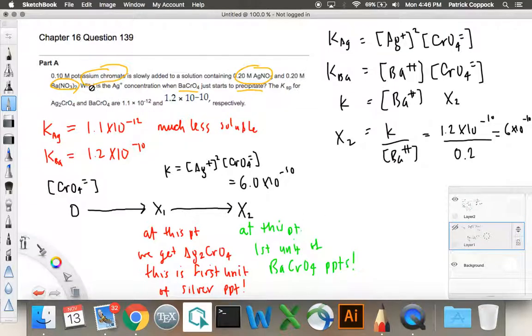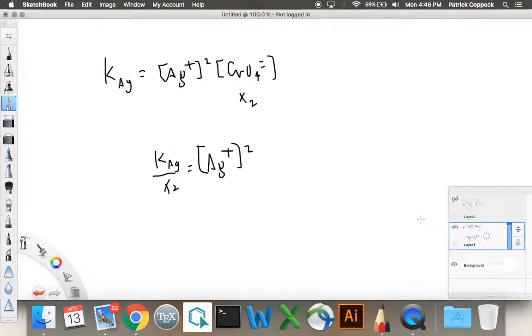That was the question. What is the silver concentration when barium chromate just starts to precipitate? So let's go back over here, and it looks like the concentration of silver is going to be equal to the square root, going a little too fast here, starting to get messy, of K over x2. Okay? Alright, now please pause the video and fill in those numbers, calculate it, and see what number you get.